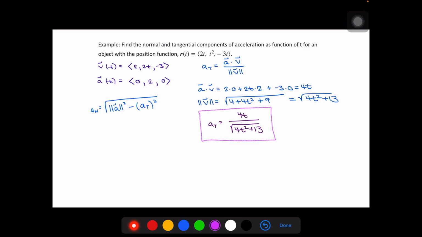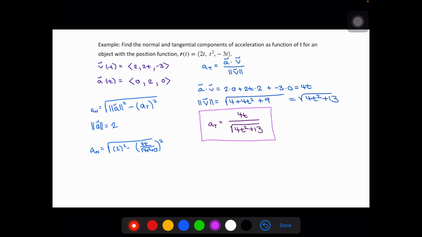To find our normal component of acceleration, I am going to use that second formula I gave you. I'm going to take the square root of the magnitude of acceleration squared minus my tangential component squared. And that is just my Pythagorean formula, using the fact that the sum of the squares of the two components equals the magnitude of the acceleration squared.